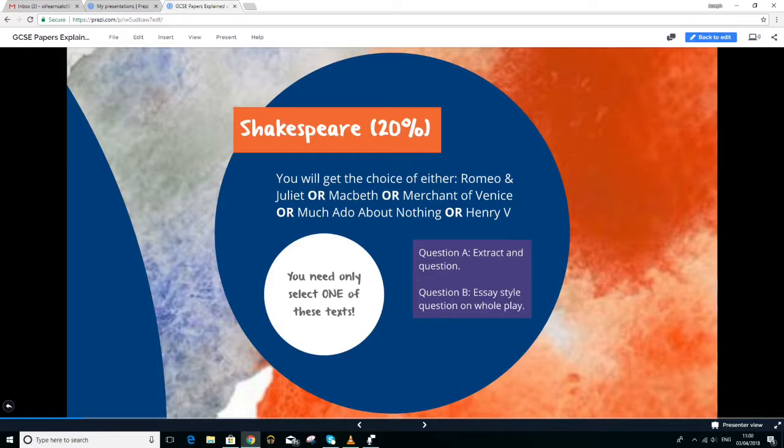Okay, so you will have the choice of either Romeo and Juliet or Macbeth or Merchant of Venice or Much Ado About Nothing or Henry V. You need to select the questions on the play that you have studied. There's no point in trying to answer a question on Much Ado when you have only studied Romeo and Juliet, okay, or trying to answer a question on all of the plays, as it won't work.